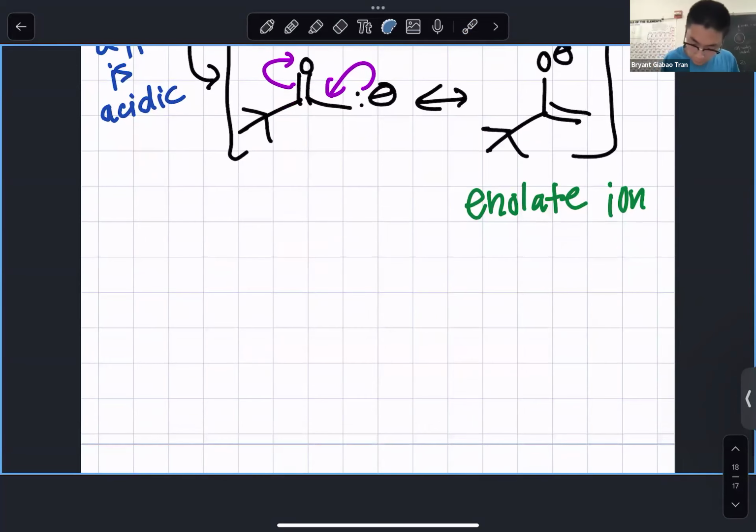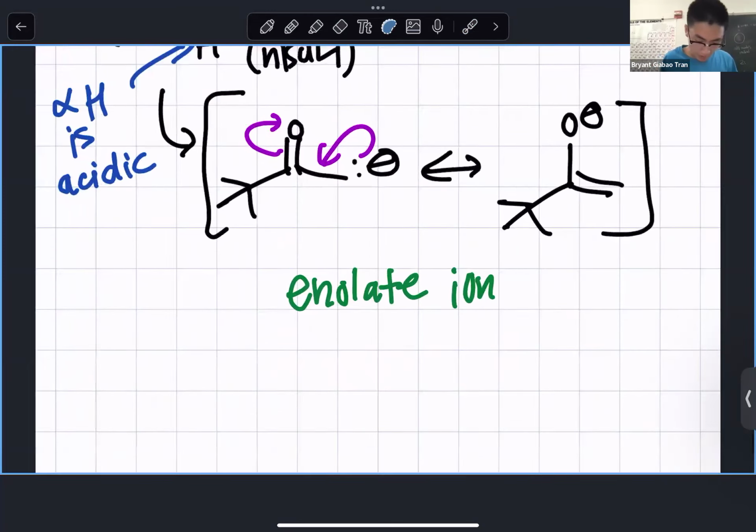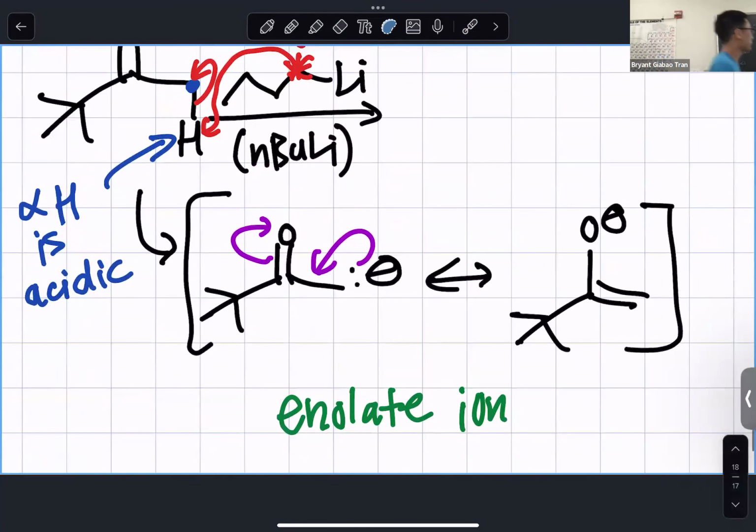Both of these are the enolate ions. Okay, so this is going to be a preview for chapter 18. We have a negative charge on this carbon and a negative charge on the oxygen there. Which one do you guys think is going to be the nucleophile? Which one is going to attack an electrophile? This carbon or this oxygen?